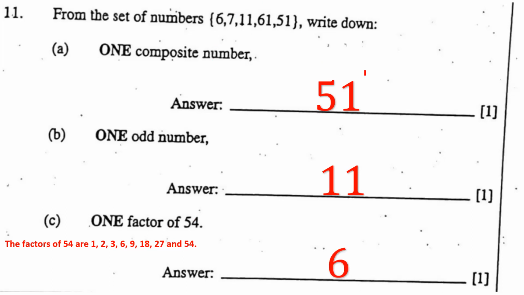Now, again, these are not the only correct solutions. Remember, in your exam, you only want to put one answer. So this is a good sample answer. You don't want to put 2 because they only ask for 1. But other ones that could work as well: 6 is also another composite number that could be used here. And other odd numbers are 7, 61, and 51. They are odd, so they could be used.